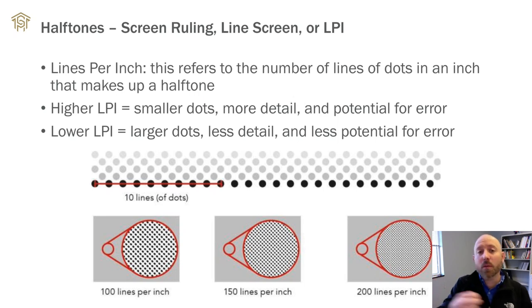So the takeaway from this is to find out, what does your process do very well? Does it hold 150 LPI really well? If it does, then go for it. Is 100 LPI something that looks good? Does it look good when it's printed off your machine? Well, if it looks good, then why push for more detail?